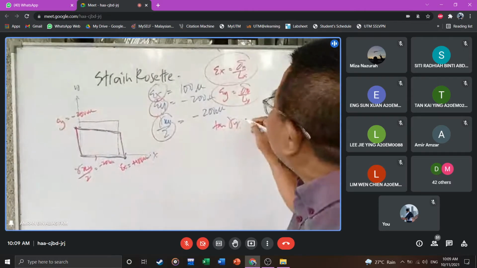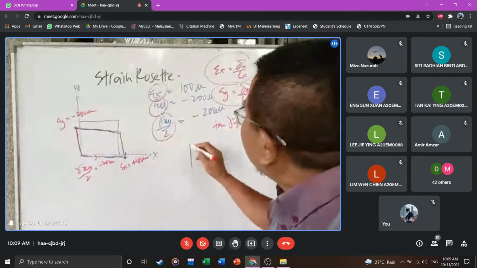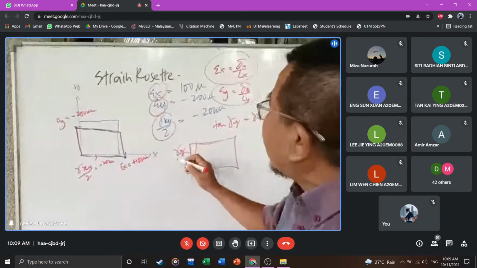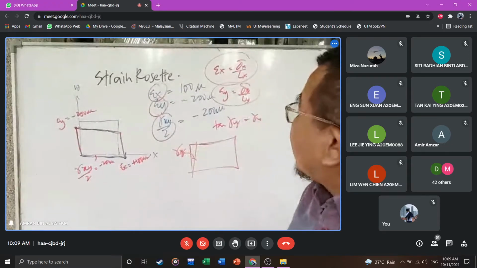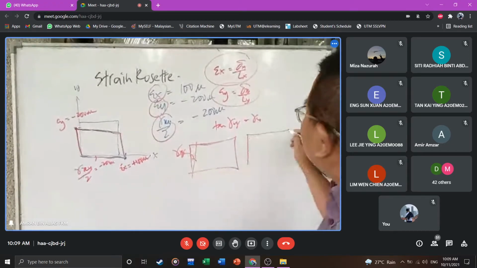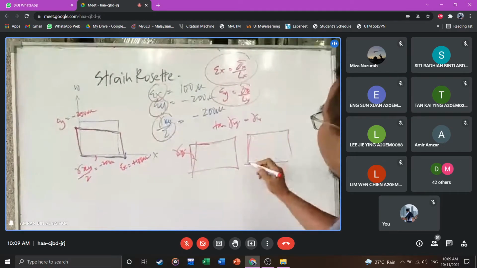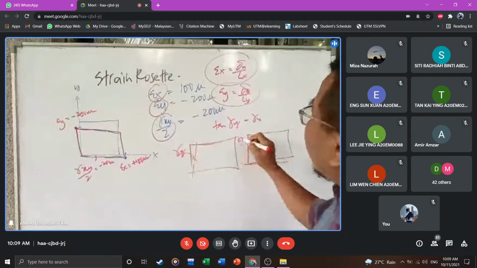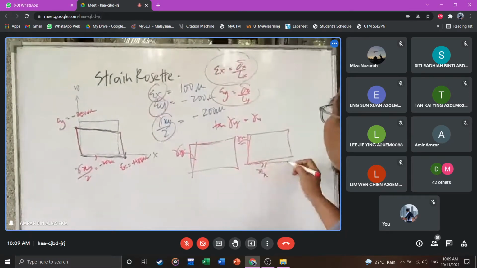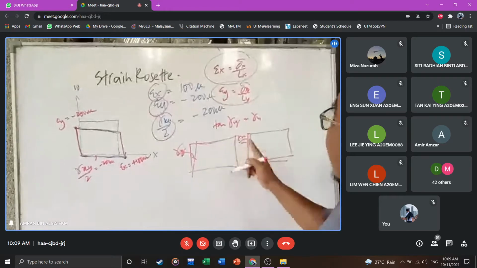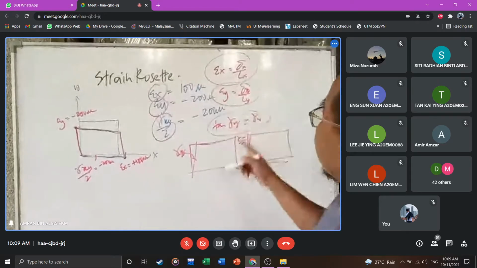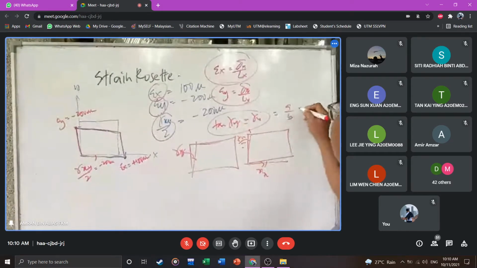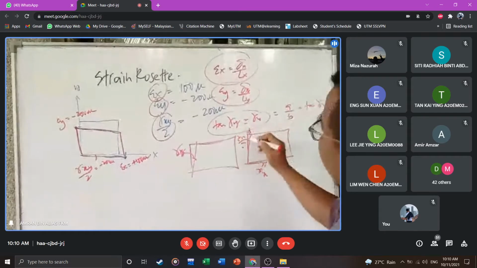Tangent gamma XY is equal to gamma XY. So how is the shape changing? That is gamma here, gamma XY. If we draw the other side, a little bit there, a little bit here, half here, half here. This is gamma XY over 2, this is gamma XY over 2. So this is gamma XY. Tangent gamma is equal to gamma. Tangent gamma is equal to A over B. Tangent gamma XY is equal to A over B. It's A here, B here.